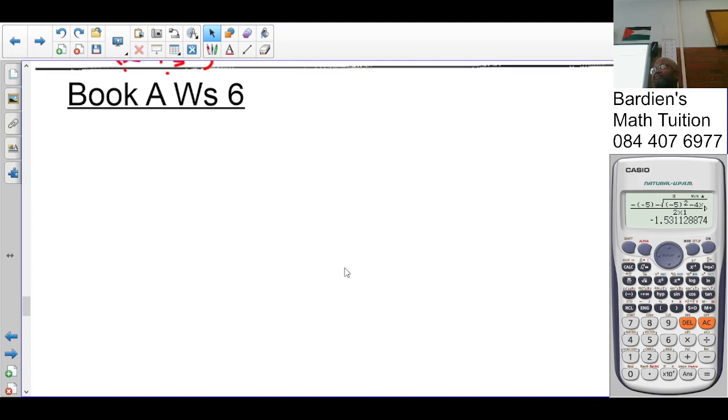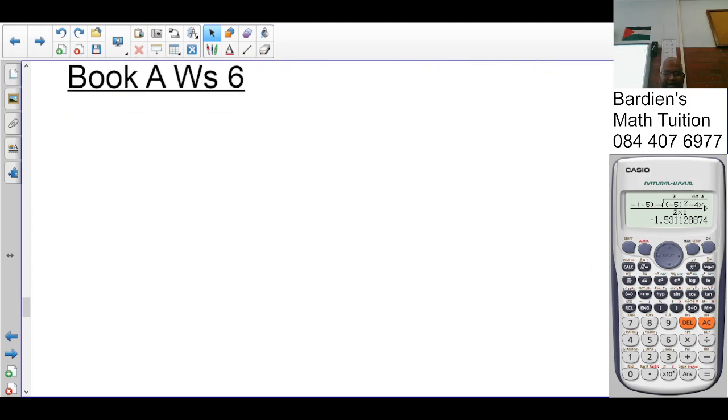People, that is book A. Let's see what book B has in store for us. Book B, factorization. This is from Livingston High School. When I was there in 2015, I drew this worksheet up, because the learners at the time were having problems with factorization. But you guys must claim it, no? So you don't have problems with anything.